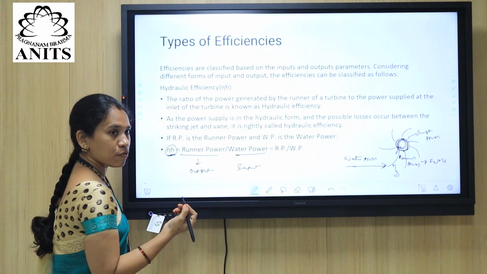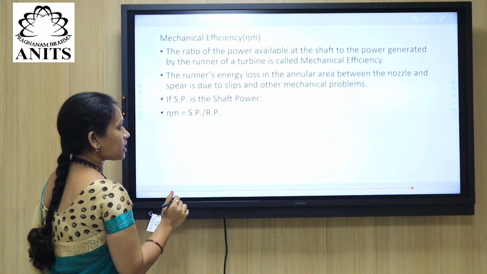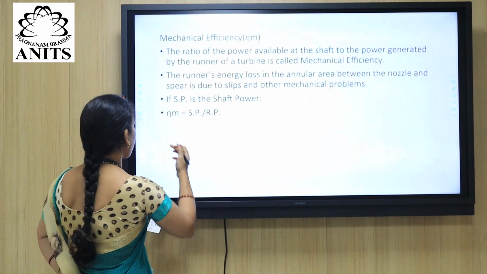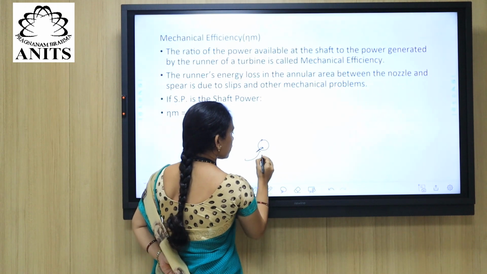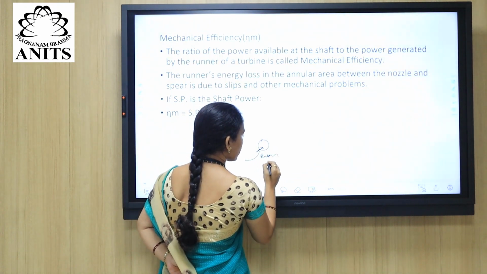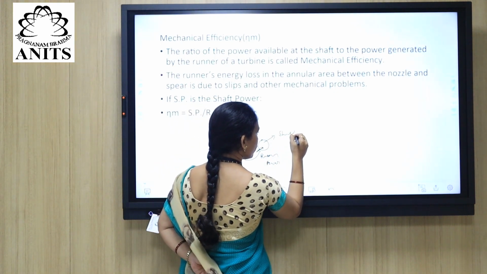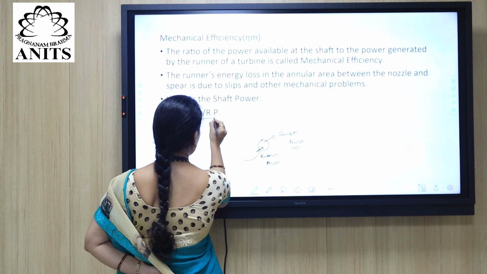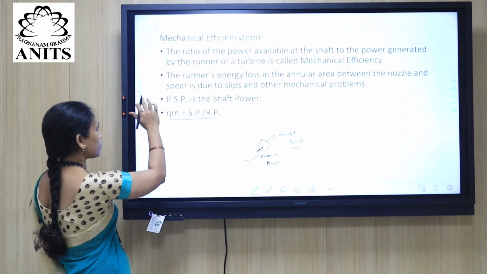Coming to the next type of efficiency, the mechanical efficiency. Mechanical efficiency includes the mechanical losses which are present after the runner and before the shaft. From runner to shaft, there will be a few mechanical losses. Whatever runner power is generated is transferred to the shaft here, which will include a few mechanical losses. Those mechanical losses are treated based on mechanical efficiency. Mechanical efficiency is the ratio of shaft power to runner power.